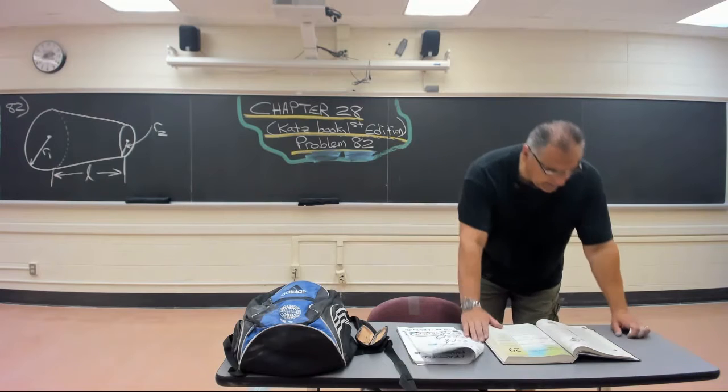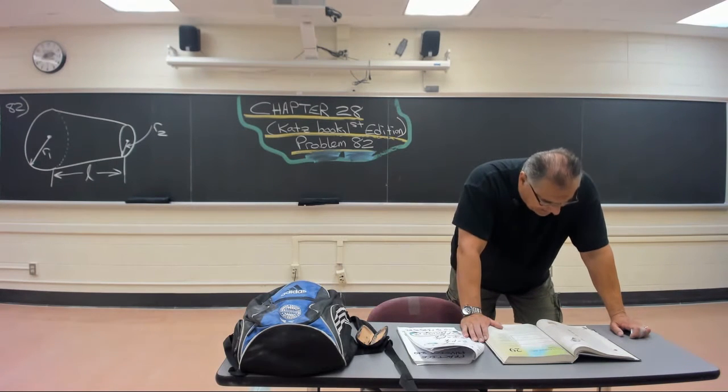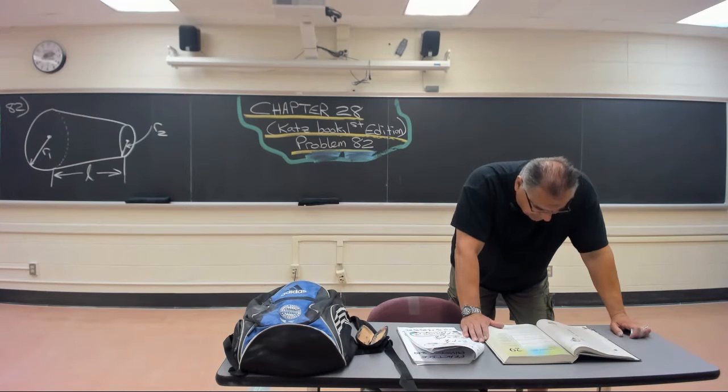For the record, let's just read it again. It's on page, Katz book, first edition, chapter 28, page 894. Page 894, problem 82. It says, a conducting material with resistivity ρ is shaped into a wire of length small l with a tapered cross-section that decreases from radius r1 on the left end to radius r2 on the right end. If the current density in the wire is a constant, as a function of the horizontal distance x along the wire, what is the resistance of this tapered wire?